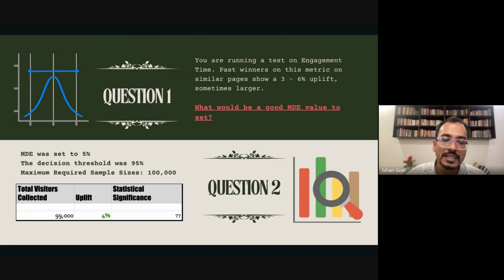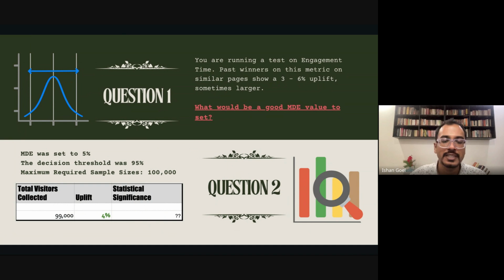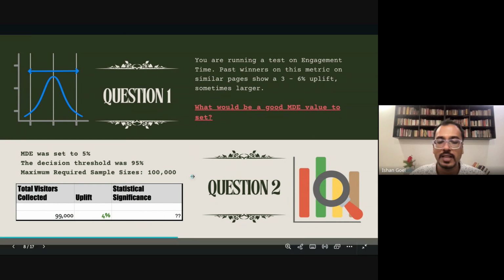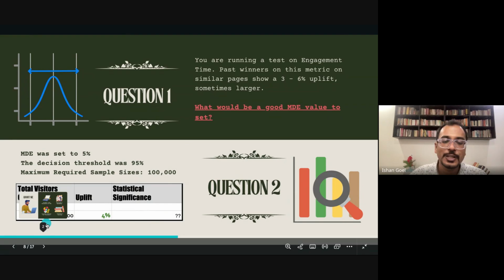So that's one thing. The second question that I have is to understand what happens when you get an uplift smaller than the MD. So I've been saying that you cannot detect it, but it's not exactly like that. Now in this sample report, the MD was set to 5%, the decision threshold was 95% and the maximum required sample size was 100,000. Now, suppose at 99,000 visitors, you are able to see an uplift of 4%. What do you think roughly the statistical significance would be around?